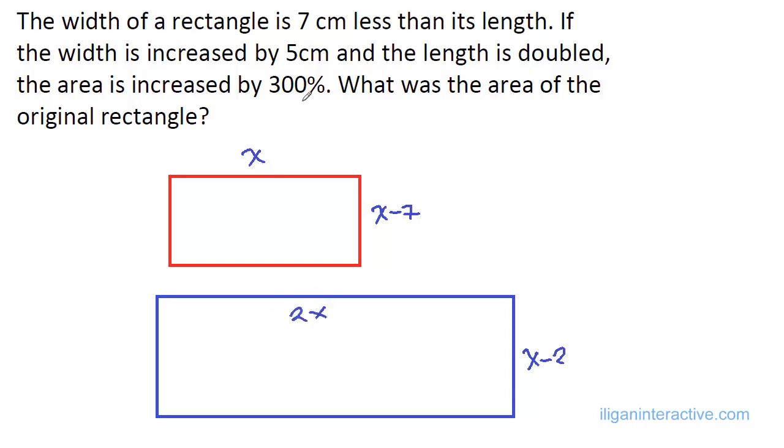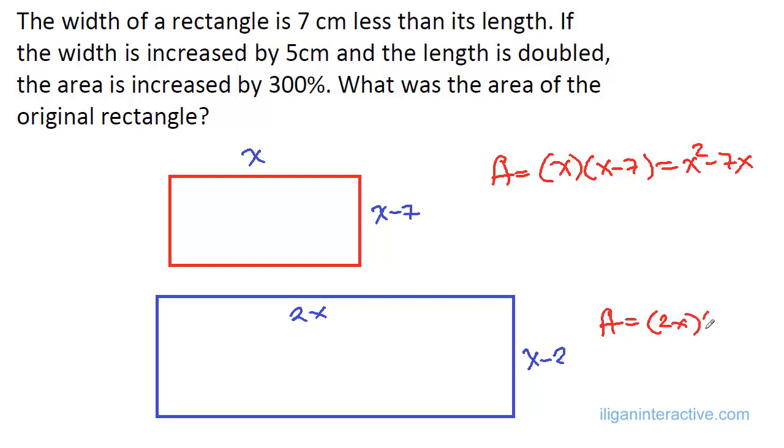The area is increased by 300%. So let us see, what is the original area here? Originally, the area for this case is just x times x minus 7, right? Or shall we say that's actually x squared minus 7x. Here, the new area will be, what is the new area in this case? Area for this case is 2x times x minus 2. Okay? 2x times x minus 2.